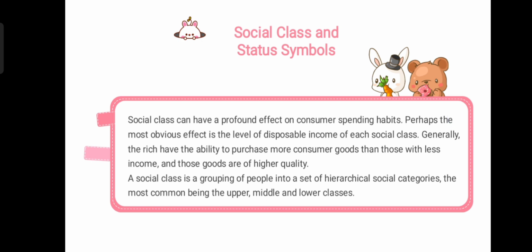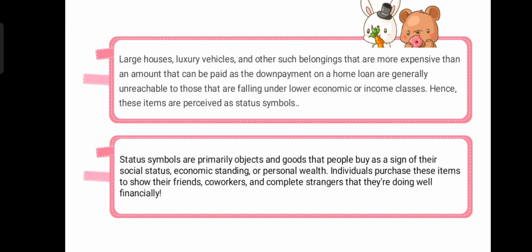Ayan. So the next one is, okay, large houses, luxury vehicles, and other such belongings that are more expensive than an amount that can be paid as a down payment on a home loan are generally unreachable to those that are falling under lower economic or income classes. Hence, these items are perceived as status symbols. So, status symbols are primarily objects and goods that people buy as a sign of their social status, economic standing, or personal wealth. So, individuals purchase these items to show their friends, co-workers, and complete strangers that they're doing well financially.